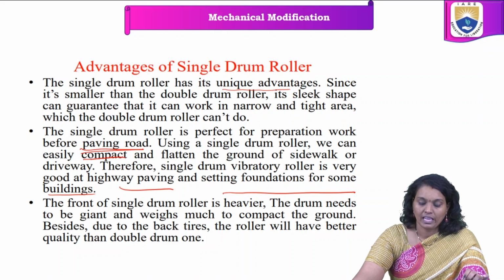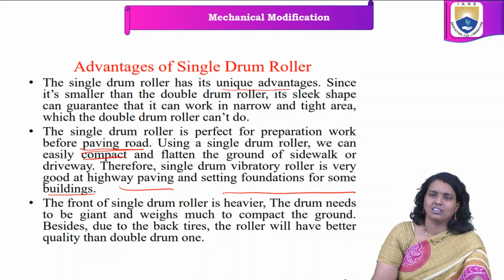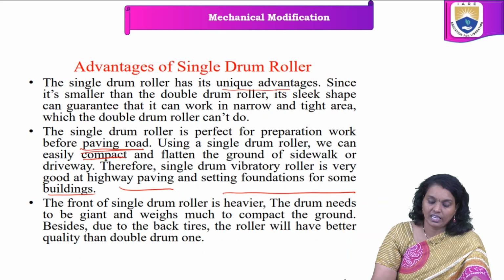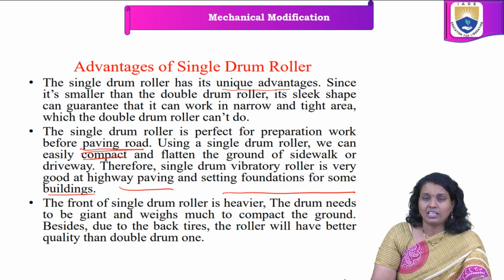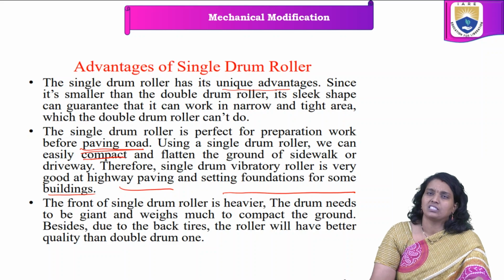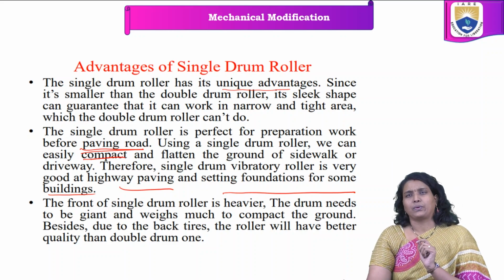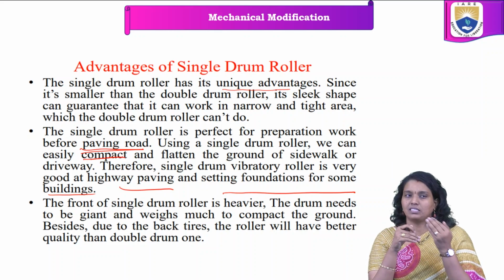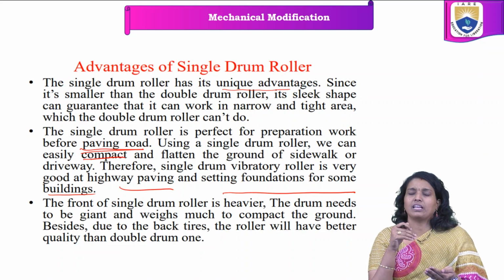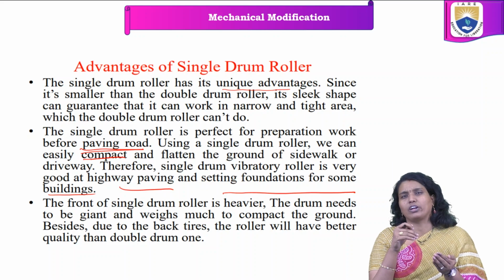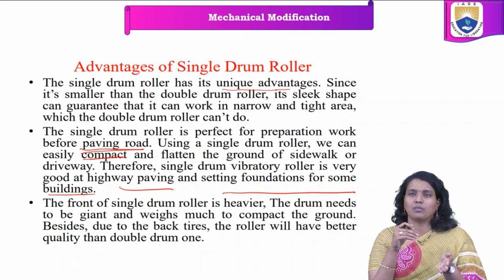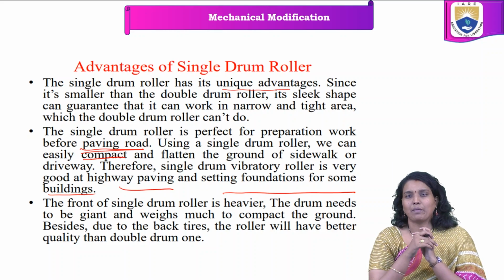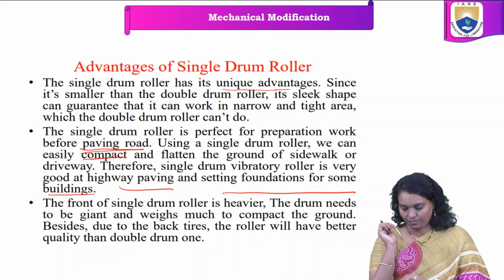The drum needs weight to compact the ground. Besides, due to the back tires, the roller will give better quality than the double drum one. So these are the advantages we get from the single drum roller. Using this single drum roller, we get the same advantages, the same workmanship, and whatever required properties we need, we are satisfying because of the single drum roller. Also, its smaller dimensions suit narrow areas.